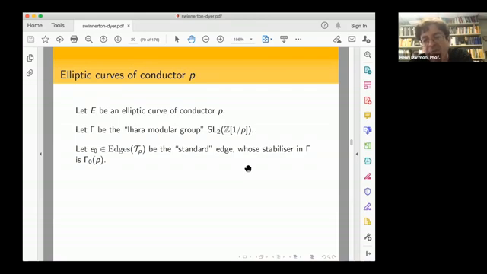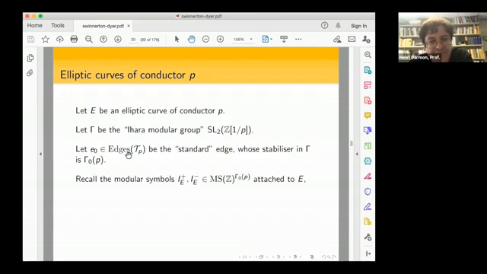Now, this is simply the one whose stabilizer in the group gamma is the Hecke congruence group of level P. If you study the action of gamma on the vertices and edges, you'll see that the stabilizer of a typical vertex is conjugate in gamma to SL2Z, and the stabilizer of a typical edge is conjugate in gamma to gamma naught of P. There's a unique edge whose stabilizer is exactly this group, and that's the standard edge that I'm going to fix from now on.